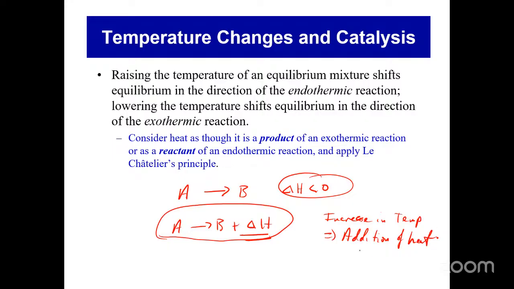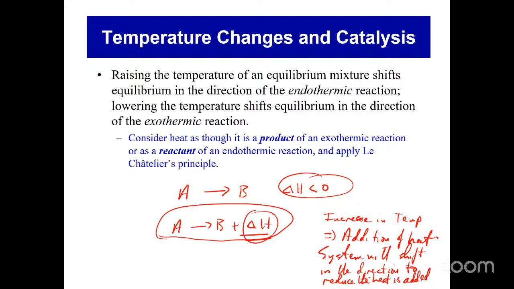So if you're adding heat to the system, then the system will shift in the direction to reduce heat. Reduce the heat that is added. All right? So if you're increasing this, and the system will respond by reducing it, that means that the system will shift in this direction.